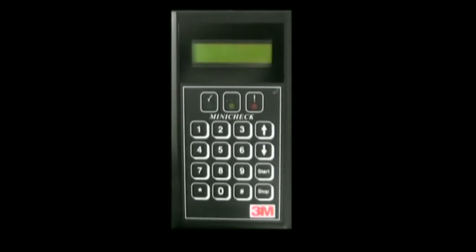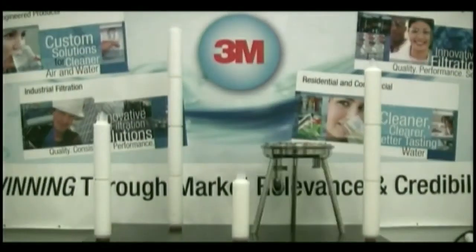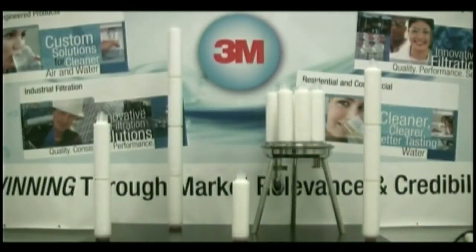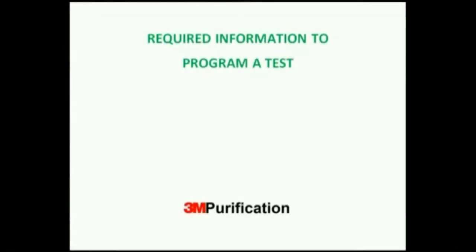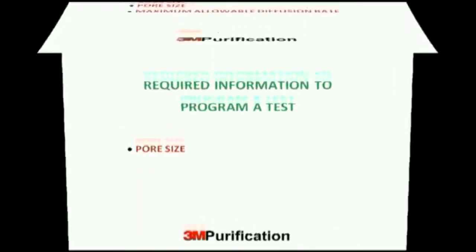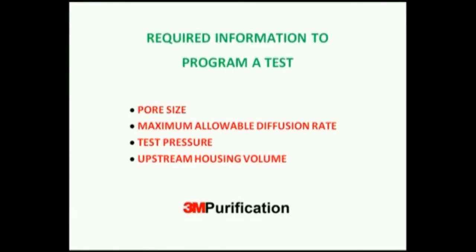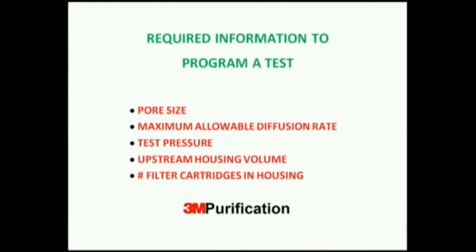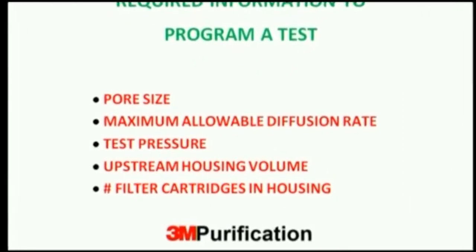The 3M Series 100 automated integrity test device is utilized to determine the integrity of any membrane filter configuration. The following information is required to program a test on the device: pore size, diffusion rate, test pressure, the upstream volume in the housing, and the number of filter cartridges in the housing. Each of these parameters will be discussed in more detail later.